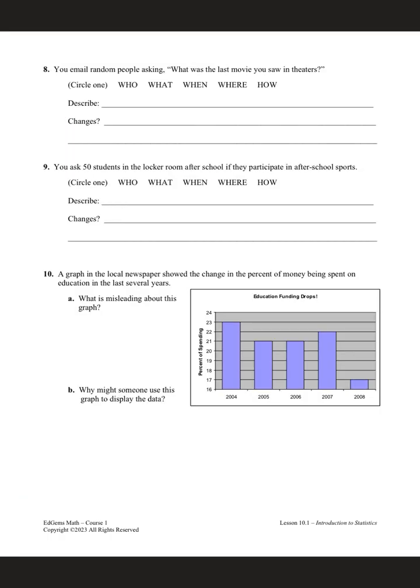So on number 8, it says you email random people asking, what was the last movie you saw in theaters? So what type of bias is this? That's what this represents up here. This is like your bias. Like a who bias, a what bias, when, where, how bias. So who do you ask? Is it too specific? What do you ask? Is it a leading question? When did you ask them? What time of the day? What part of the year? Where? What location did you ask the question? How? How did you convey the question? How did you ask them the question? So in this case, this would be an example of how.